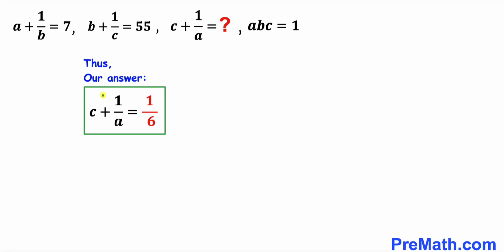So thus our solution for c plus 1 divided by a turns out to be equal to 1 over 6.